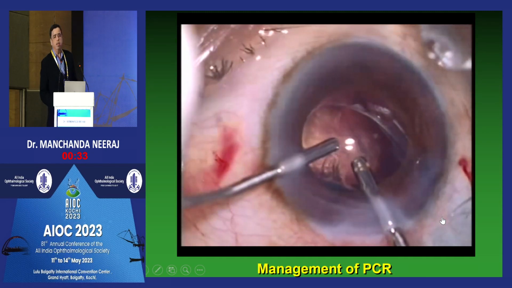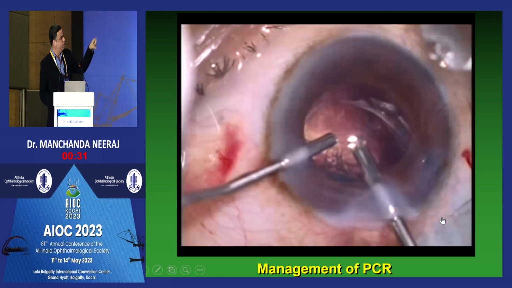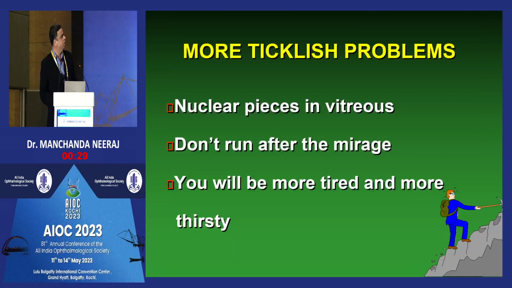So this is how the cutting should be done. Clear the free central area zone and remove the cortex. So what are more ticklish problems? We initially discussed a PC rent without vitreous loss. Now we have discussed PC rent with a little bit of vitreous, and now the most complicated part, PC rent with nucleus in the vitreous. Nucleus going in, the full nucleus going in, or pieces of the nucleus.